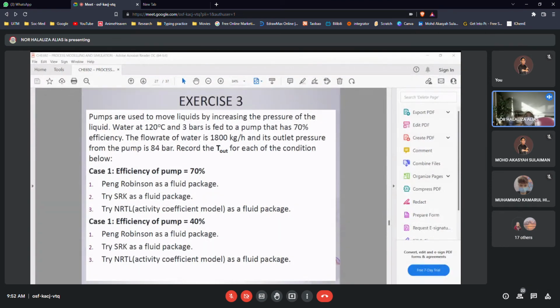Okay, maybe I give you 3 minutes to read what the question asks. Okay, remember to highlight what the component list is, what the fluid package is, what information they give you, and then what question they want to ask. Okay, you must look at question 4 as well. Okay, I give you 3 minutes to observe.